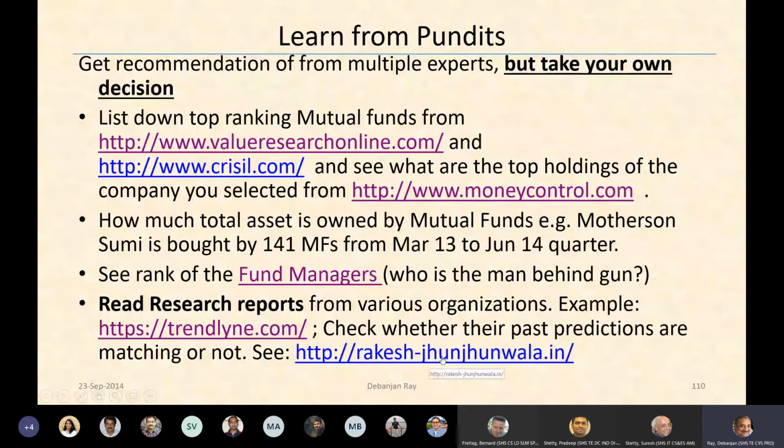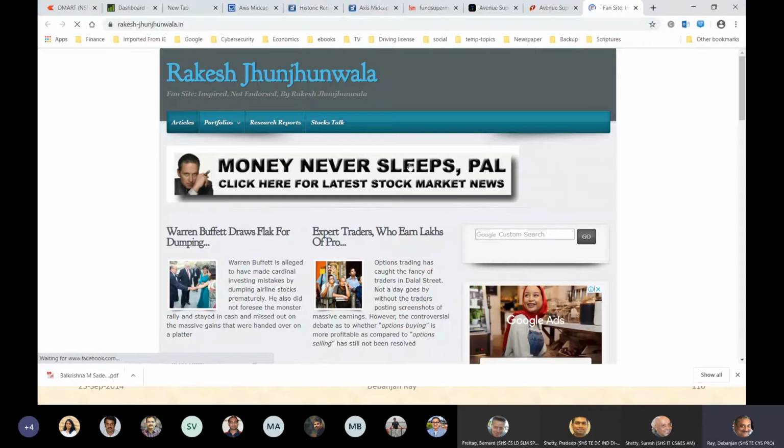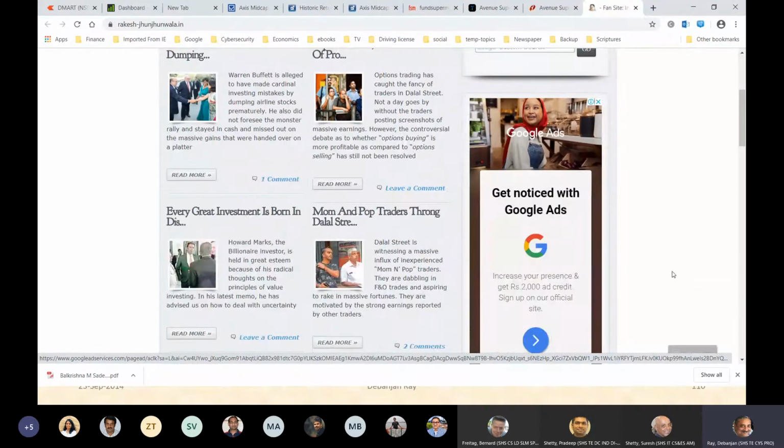There is another interesting site which I am aware of, about Rakesh Jhunjhunwala. You know Rakesh Jhunjhunwala is the Warren Buffett of India, and he has earned a lot of money. I think just before the COVID fall, his wealth was 10,000 crore, and he started his career with only 5,000 rupees taken from his father.